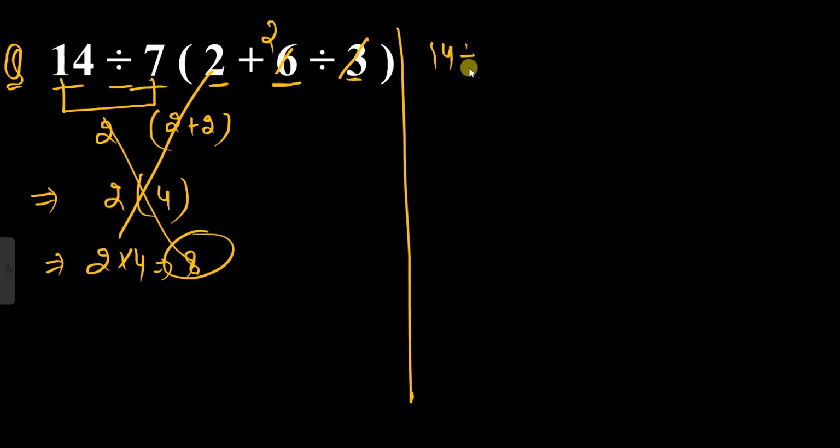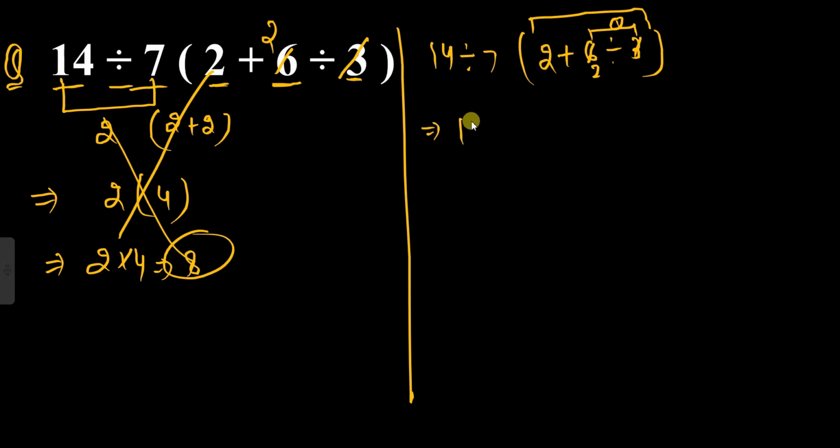14 divided by 7. In brackets, 2 plus 6 divided by 3. So first, we'll solve the bracket, and within that, we'll solve the division. The first step is fine. 6 divided by 3 is 2. Now, 14 divided by 7, and inside the bracket, 2 plus 2.